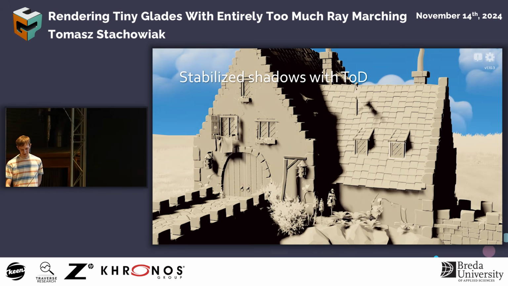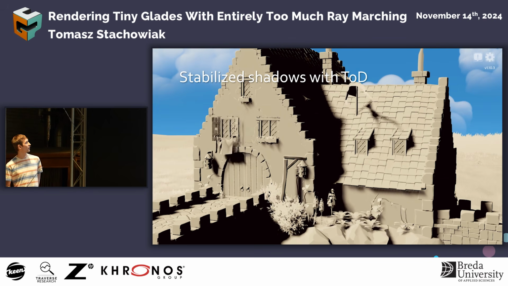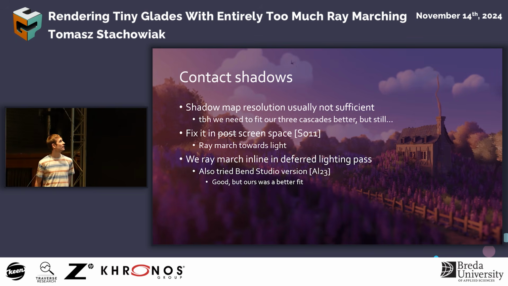But this is still not sufficient resolution, and unless you have the budget, you cannot really crank up your shadow map resolution to the point where you get all the fine details. And that is something that has been fixed in post in recent years. It dates back, I think, all the way to Crysis 2. But the idea generally is that you ray march towards the light source, and then in screen space you can detect whether you actually intersect something, and then claim that to be a shadow as well.